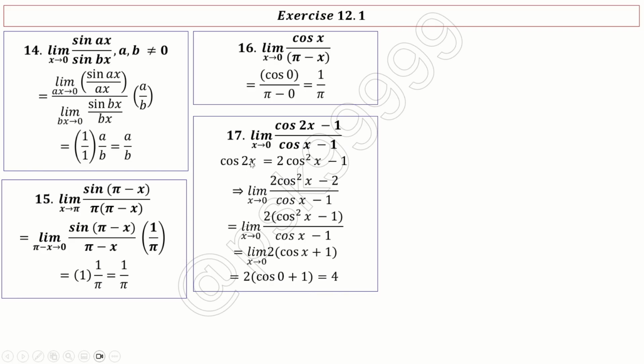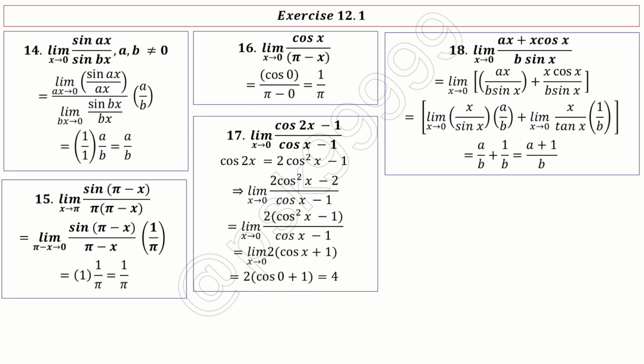And that other way is nothing but cos 2x, I can write it as 2 cos square x minus 1, okay? So 2 cos square x minus 1 minus 1, so 2 cos square x minus 2 divided by cos x minus 1. Now I take cos x minus 1 common, numerator and denominator I can cancel. I am left with limit x tends to 0, 2 times cos x plus 1. Now I substitute 0 here, it will become 2 into 2, which is 4.